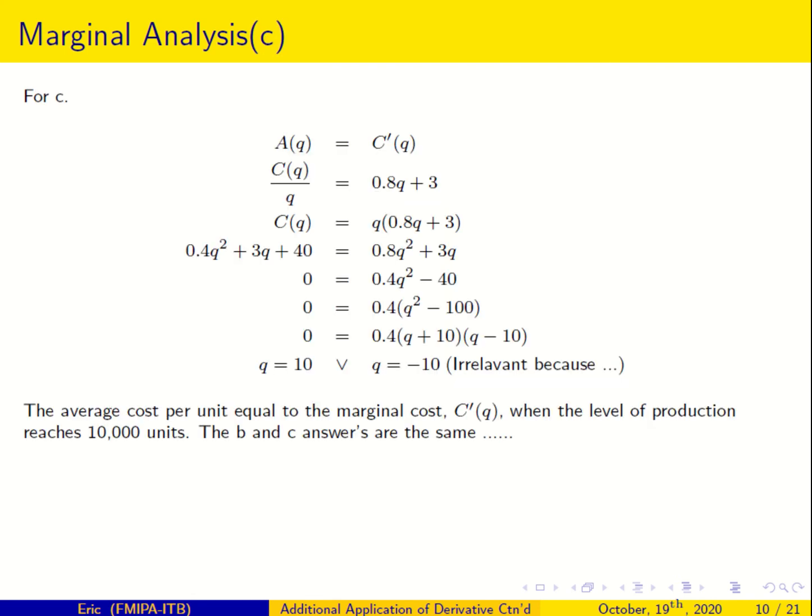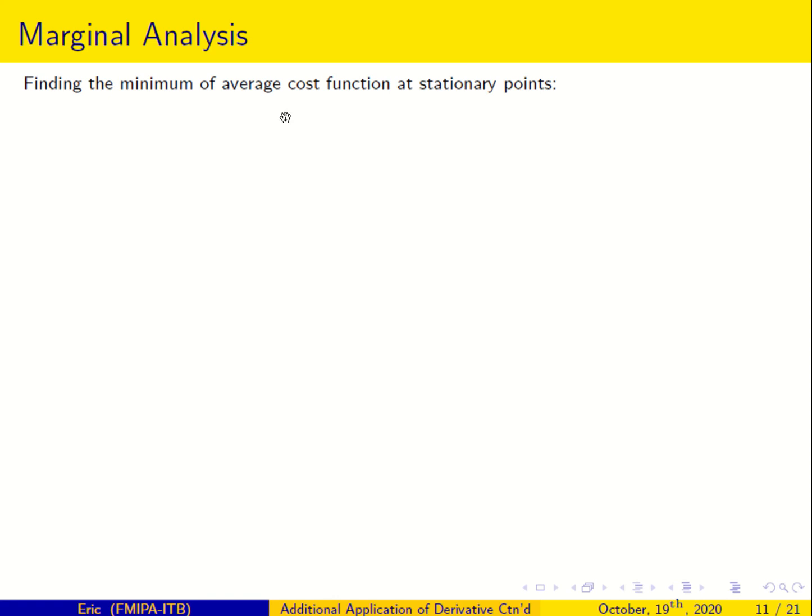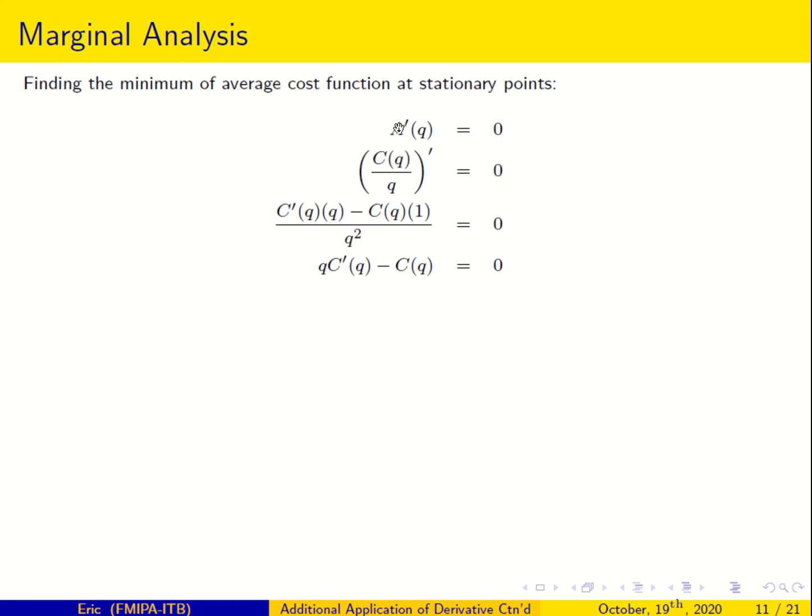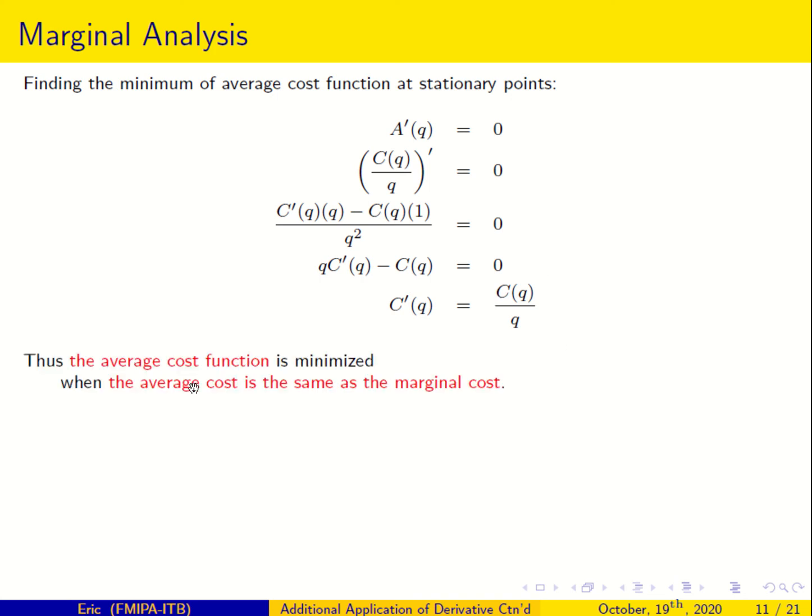Because if we want to find the minimum of the average cost function, it can only happen at the stationary point. And to find the stationary point, I have to set the derivative equal to 0. Find this one, and you have this one. What is this? It means that when the average cost is minimized, the marginal cost equals the average cost. This is the first rule for the marginal analysis. The average cost function is minimized when the average cost is the same as the marginal cost.